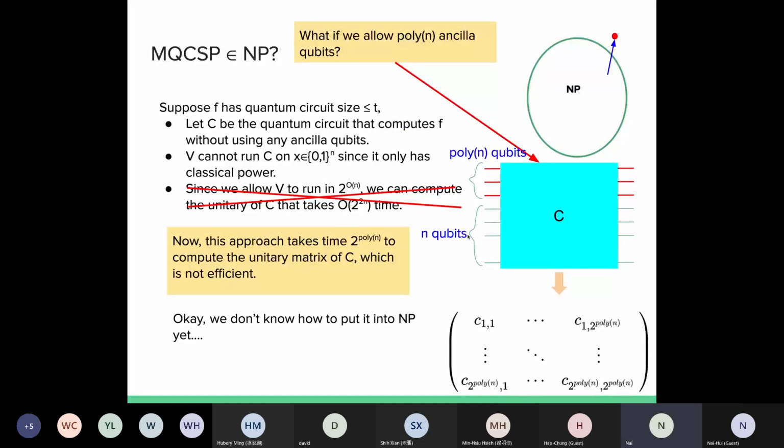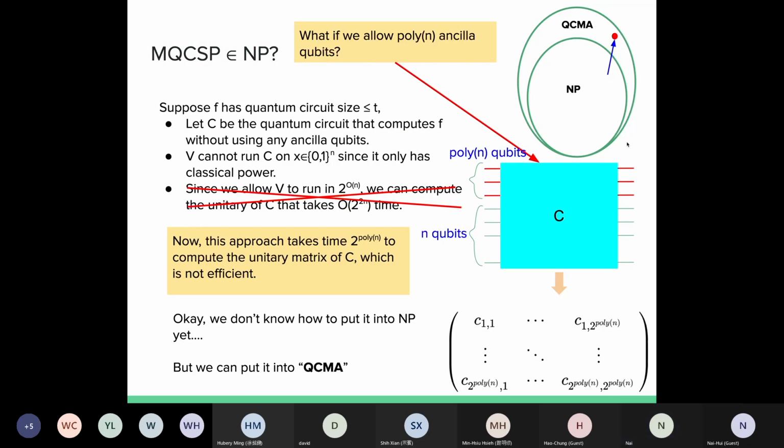So now the problem goes from NP to out of NP. That's why we say that when you introduce the ancilla qubits to a quantum circuit, this problem becomes harder. It goes from the original NP to another complexity class. And actually, it is not the end of the world, because we can put it into another complexity class called QCMA.